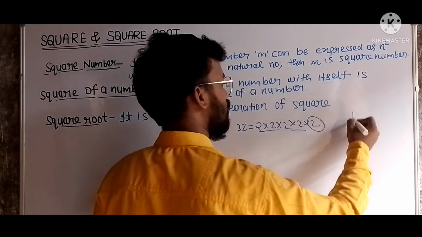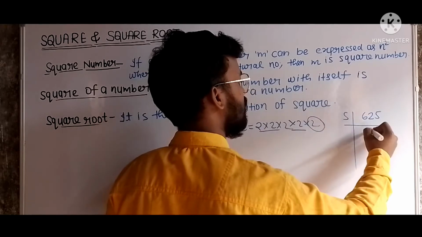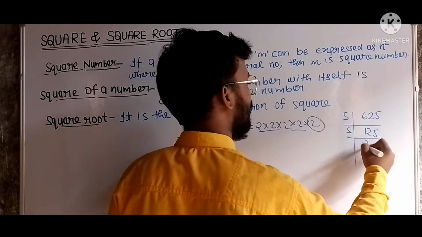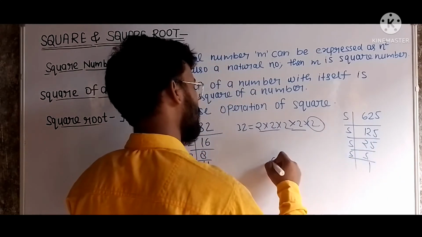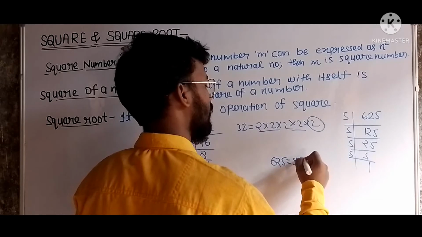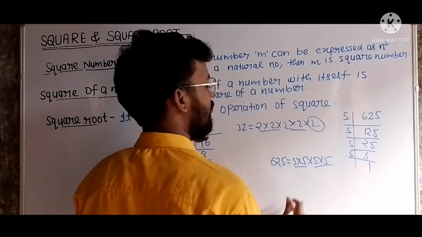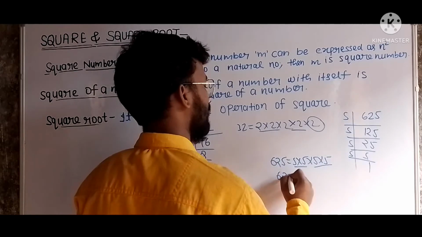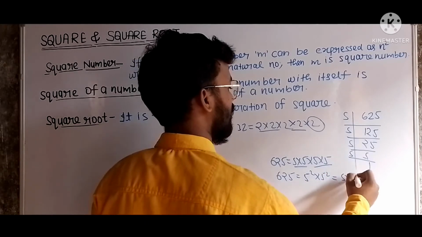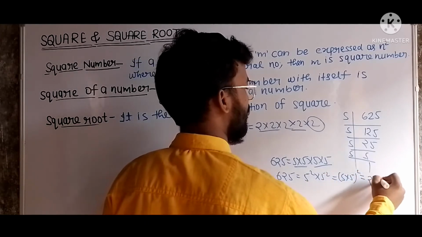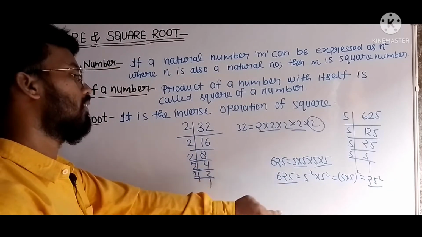Now for 625, first factorize it. Here you get 125, now 25, again 5, then 1. That means 625 can be written as 5 into 5 into 5 into 5. Here we see that when we pair up the numbers, 625 can be written as 5 square, 5 square. That means 5 into 5 whole square, that means 25 square. Hence 625 is a square number.